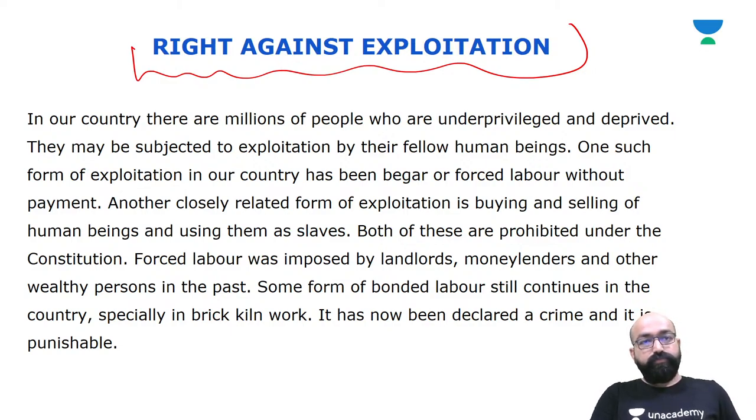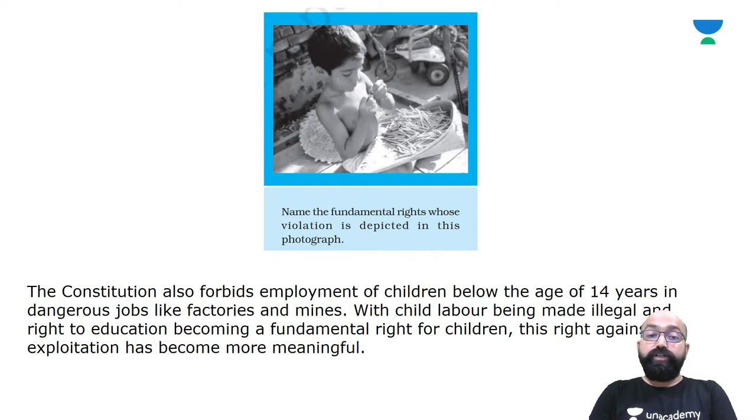Now, see, here is the picture it's talked about. A small child is doing work. So the constitution also forbids employment of children below the age of 14 years in dangerous jobs like factories and mines, with child labor being made illegal and right to education becoming a fundamental right for children, and this right against exploitation has become more meaningful.